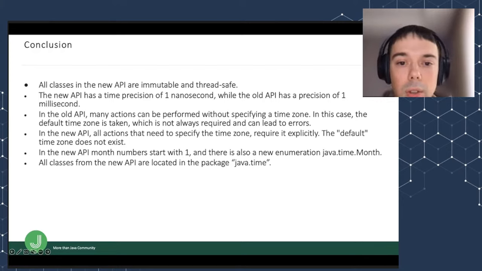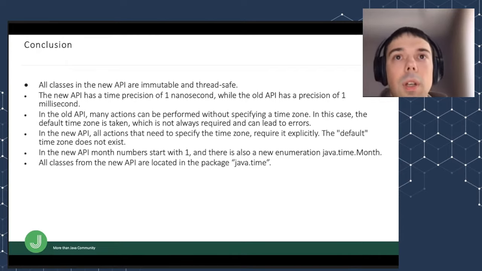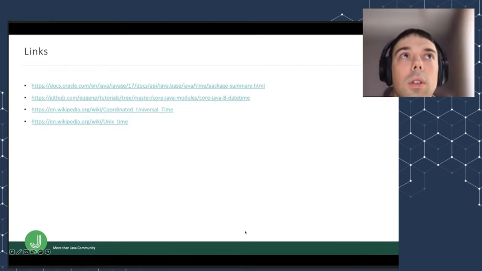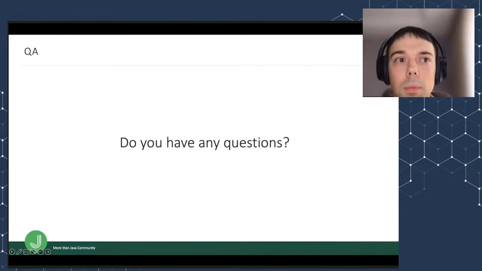In the old API, many actions can be performed without specifying a time zone, but in the new API, a default time zone does not exist, and we have to specify the time zone explicitly. In the new API, months and days start with 1, and there is also a new enumeration, java.time.Month, and other useful classes. All classes from the new API are located in the package java.time. Here are some useful links, and yeah, probably that's all. Do you have any questions?